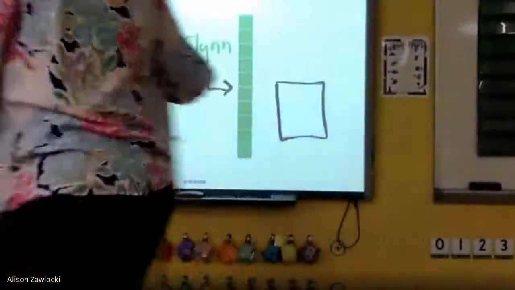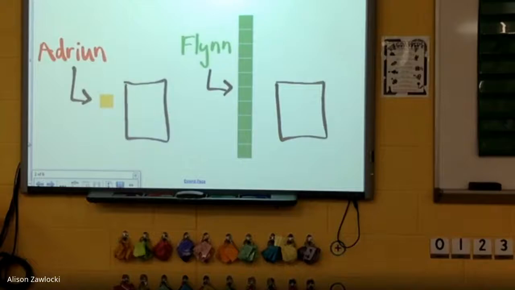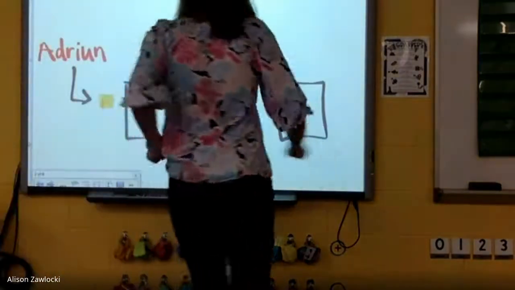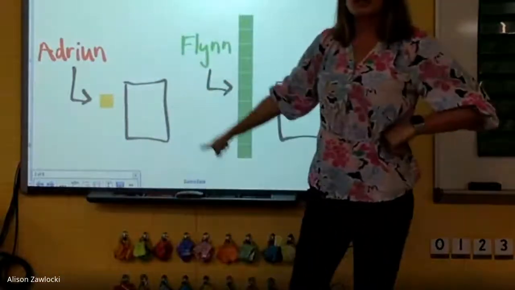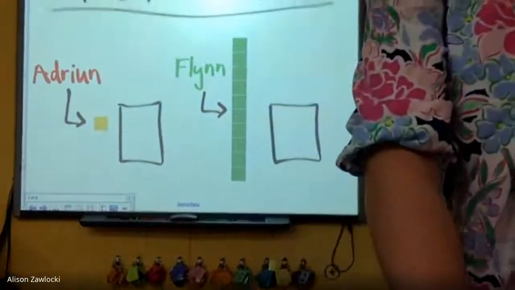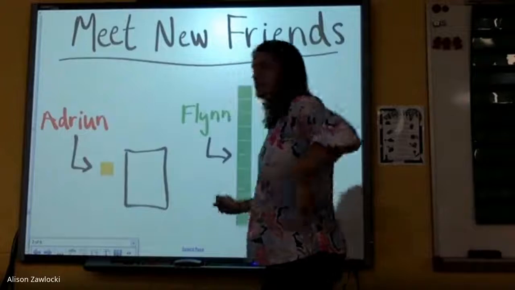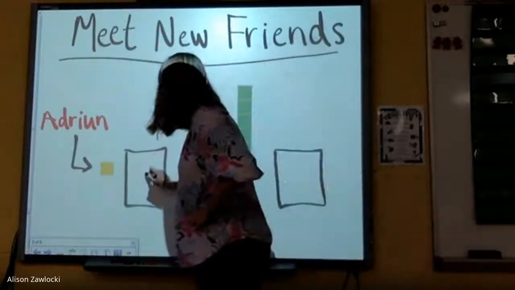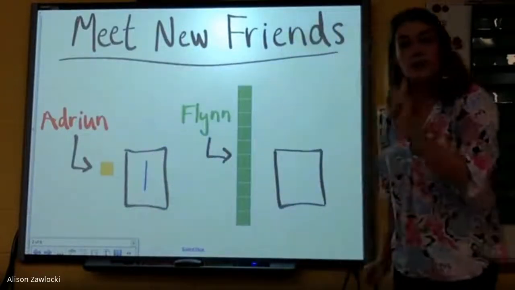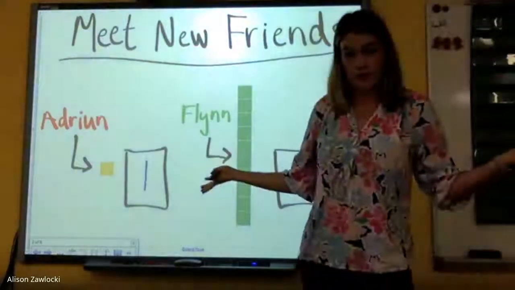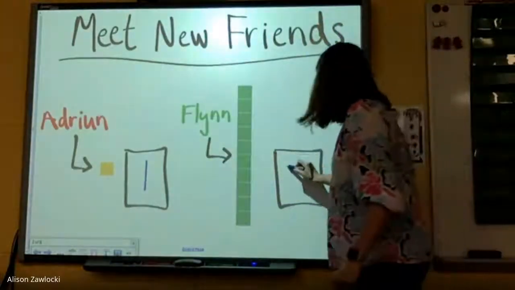So right here, let's do a quick check. It says, meet our new friends. We have Adrian, and he looks like that. Now, I'd like to ask you, how much is Adrian worth? That's right, he is 1. So when you see him, you count by ones. How much is Flynn worth? That's right, he is 10.